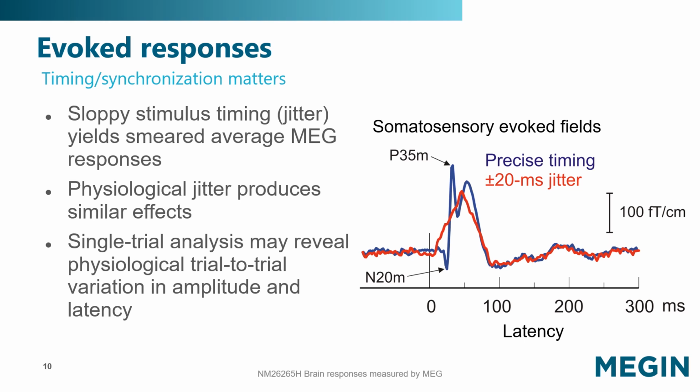The picture on the right demonstrates the effect of stimulus trigger timing accuracy on the averaged signals. The evoked response to the electric median nerve stimulation with precise timing is shown in the blue curve, and the red trace shows the result when 20 milliseconds of random jitter is present. As you can see, this sloppy timing destroys the fast components of the response. Besides technical jitter, physiological jitter can also produce similar effects. It may be necessary to perform single trial analysis to reveal physiological trial-to-trial variations in amplitude and latency.